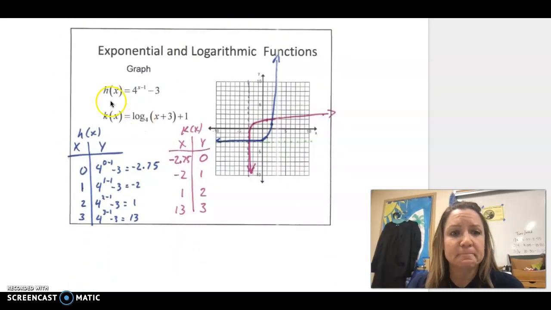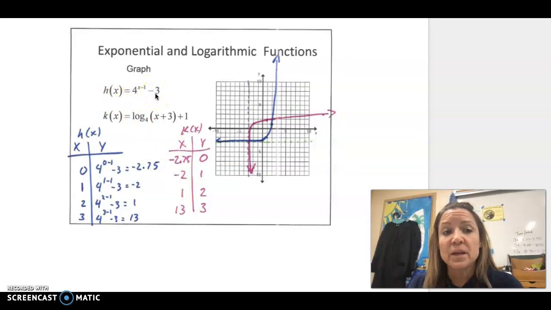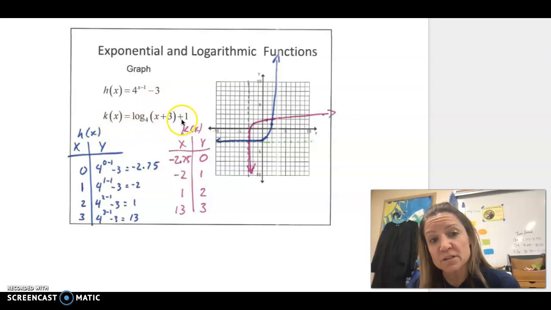All right. h of x is 4 to the power of x minus 1, minus 3. k of x is the log base 4 of x plus 3, plus 1. Let's graph that in Desmos.